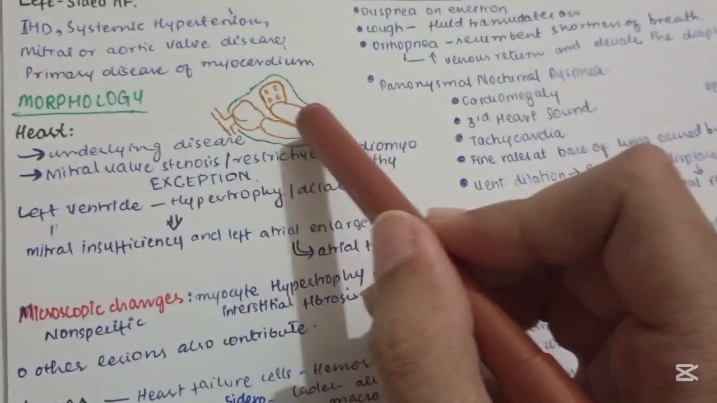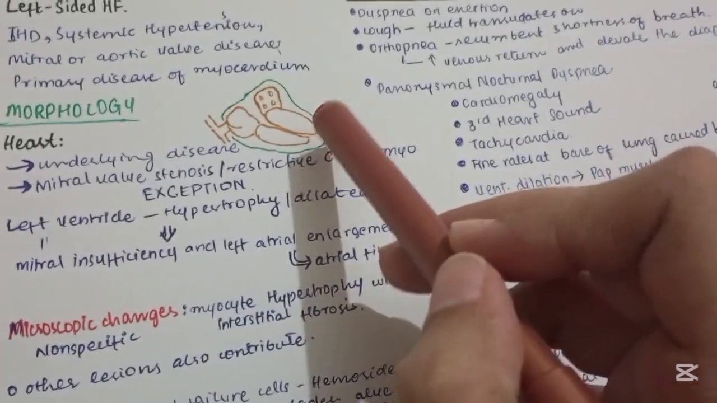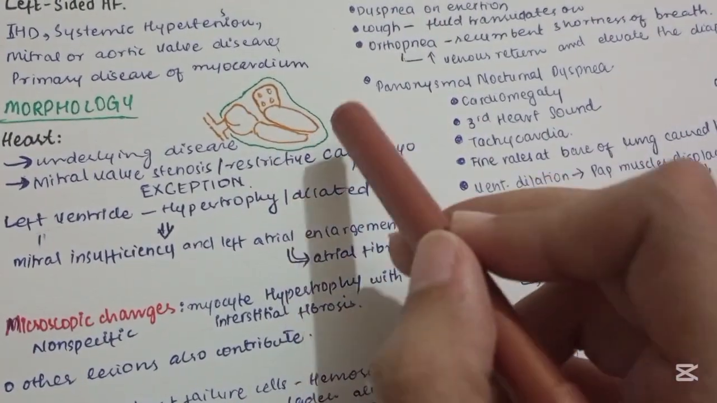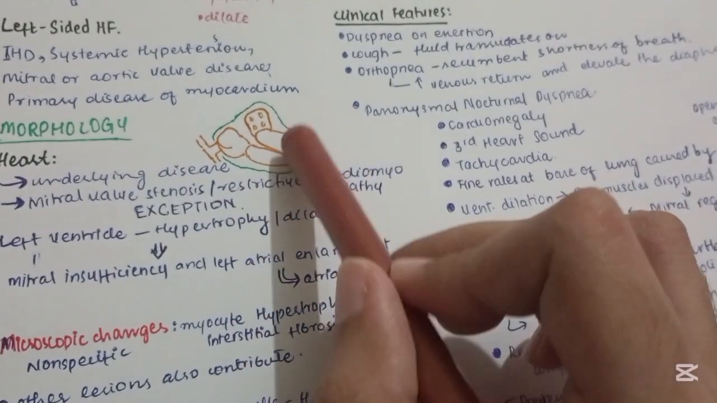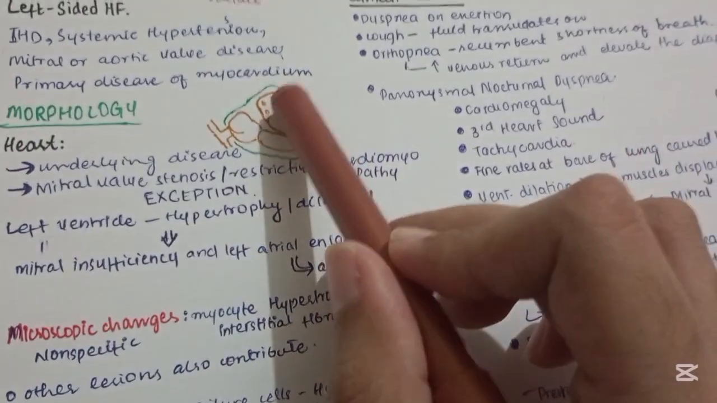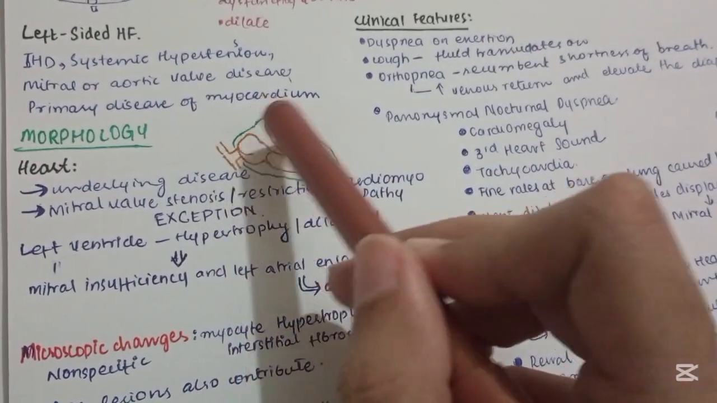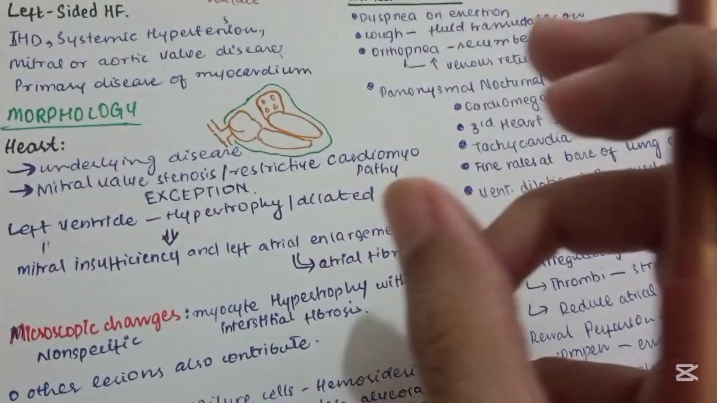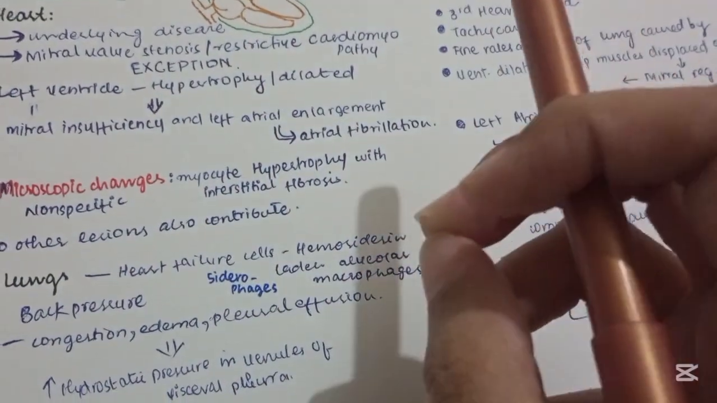So when there is left-sided heart failure, there is increased end-diastolic volume in the left ventricle. This will lead to increased end-diastolic pressure in the left ventricle. As a result of increased pressure, there will be increased pressure in the left atrium as well, and this will lead to backup pressure. And here in the back of the left atrium, there are the pulmonary veins that are entering. So there will be backup pressure in the pulmonary veins. This will lead to congestion, edema, and pleural effusion.